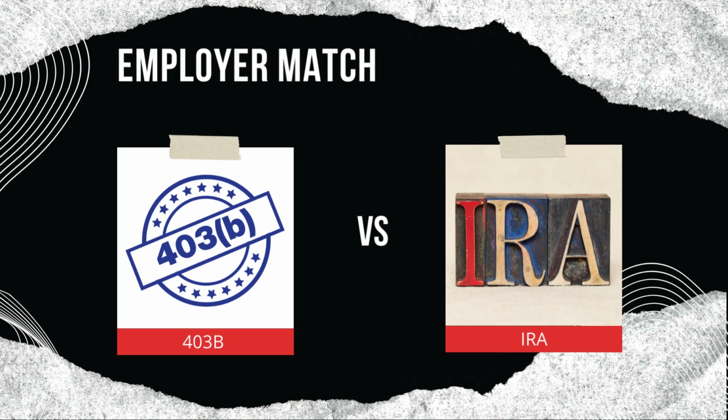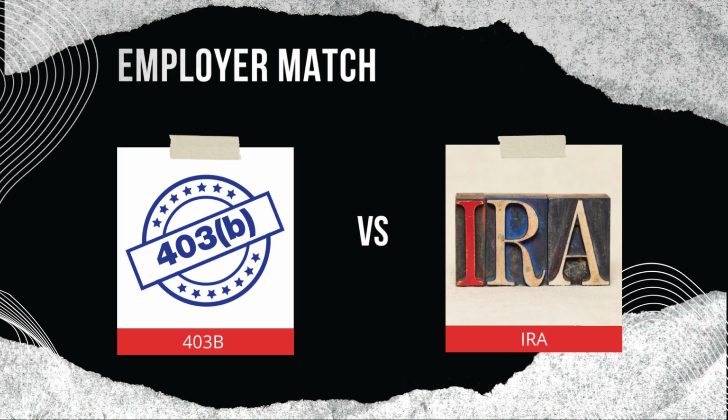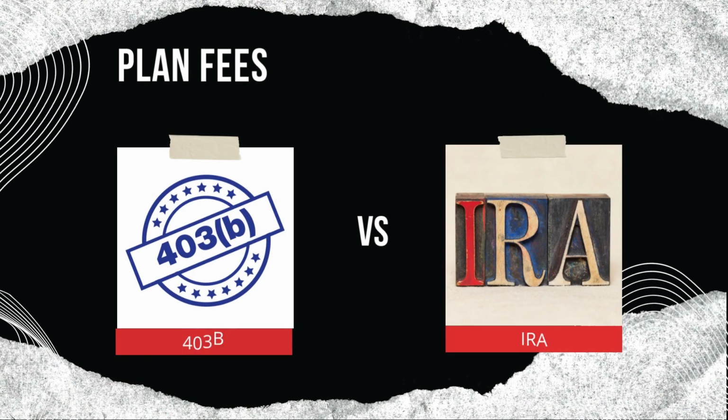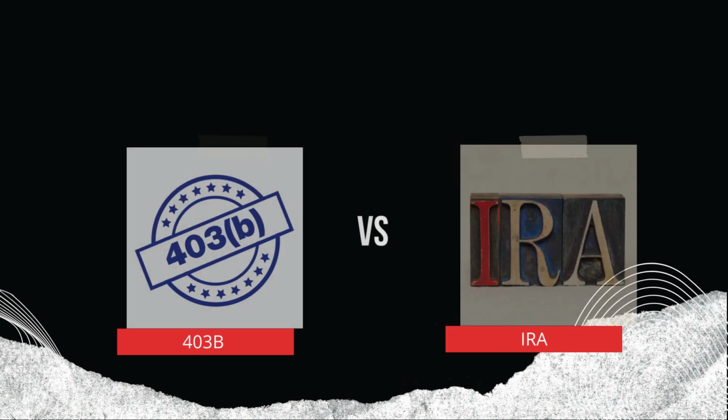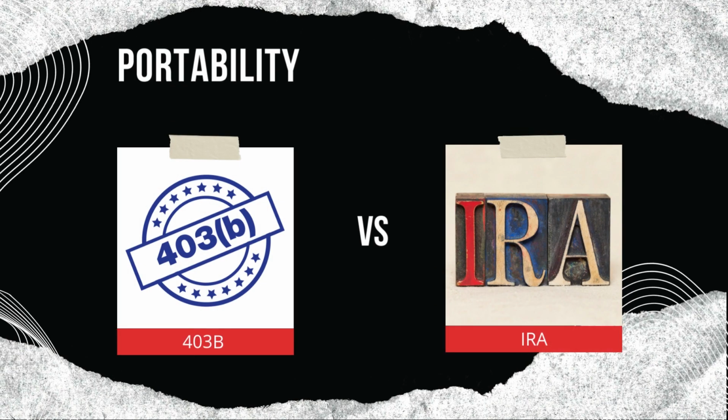This can be a valuable benefit that's not available with an IRA. Plan fees. The fees associated with a 403B plan may be higher than those associated with an IRA. This is because 403B plans may have administrative fees, investment fees, and other costs that are paid by the plan's participants.